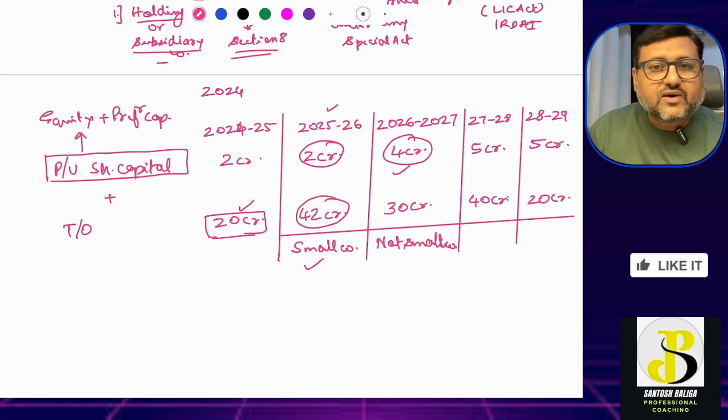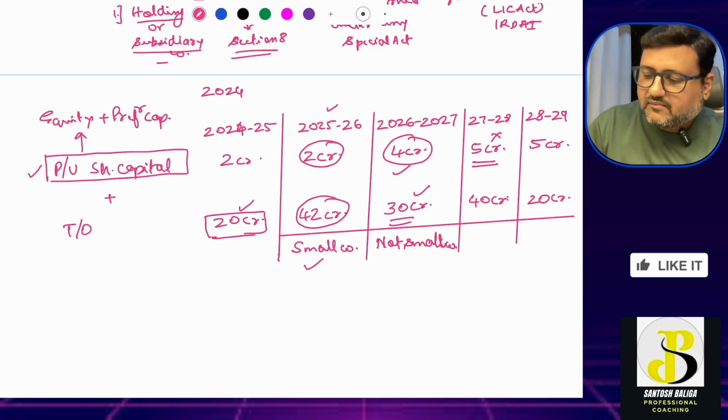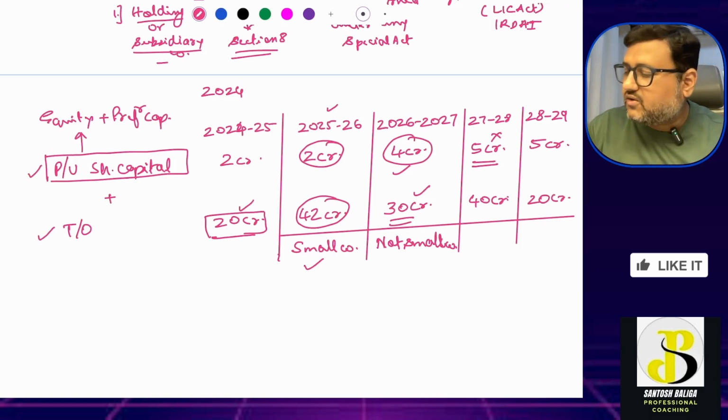Now 27-28, the criteria for paid up share capital is not met, and the criteria for turnover is met, but still both the conditions have to be met. Both the criteria have to be met, then only we will categorize it as a small company. Over here also it is not a small company.